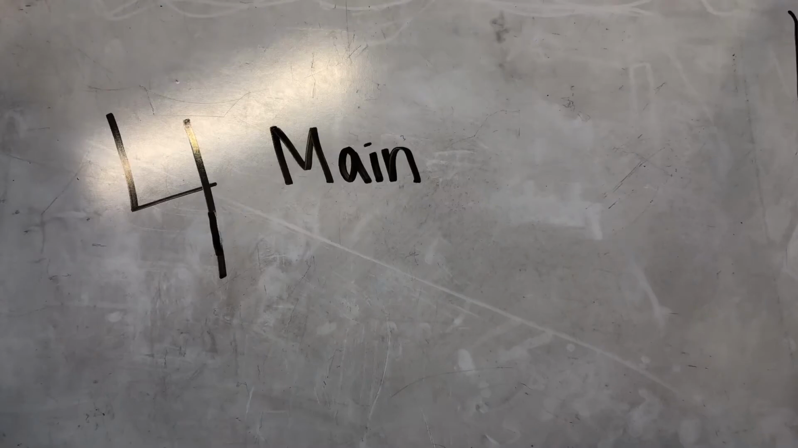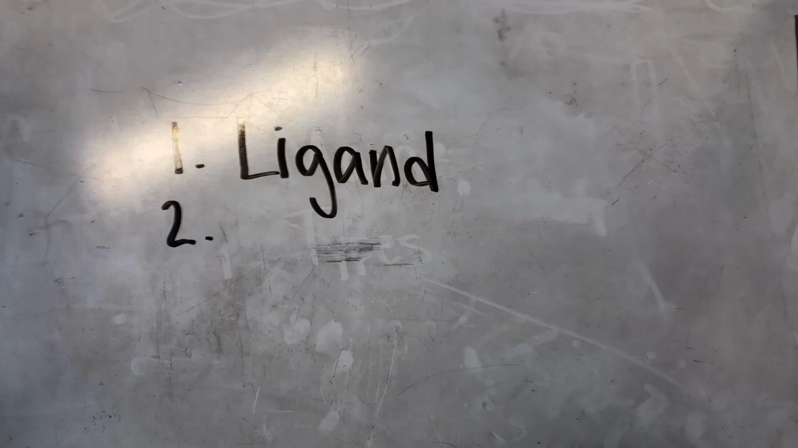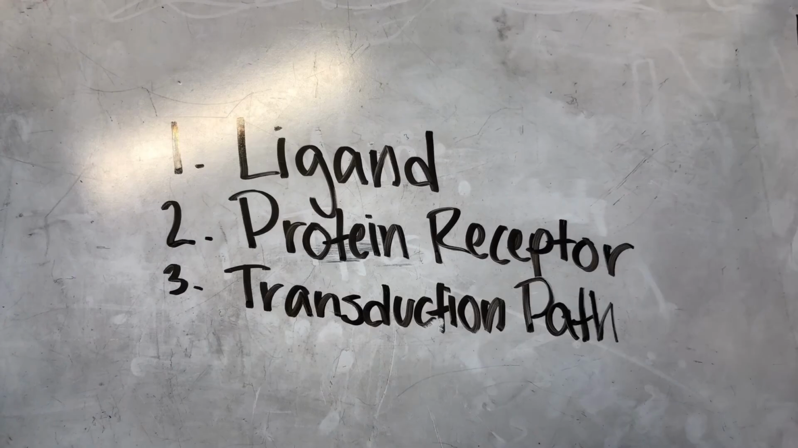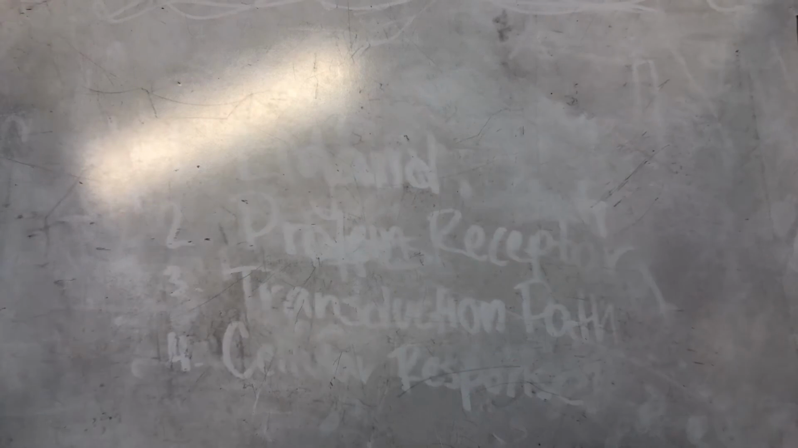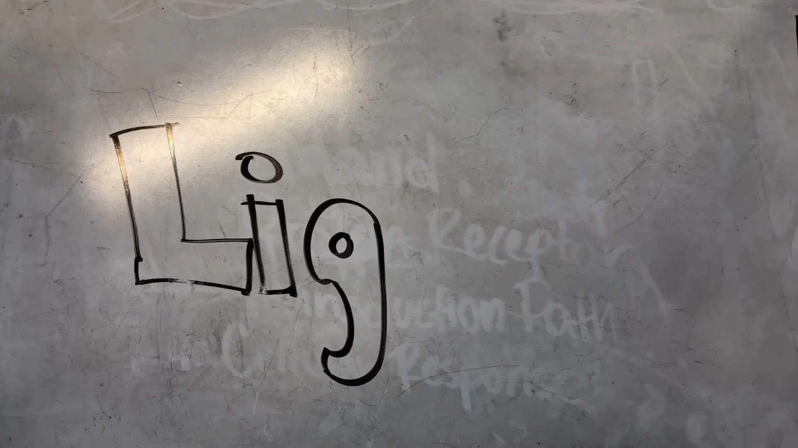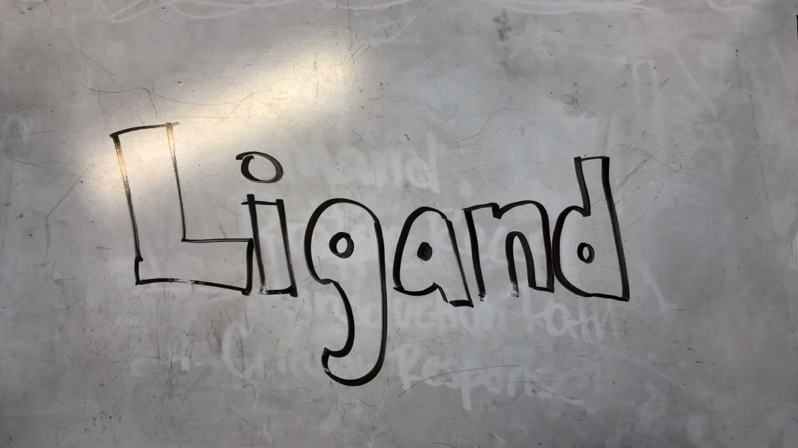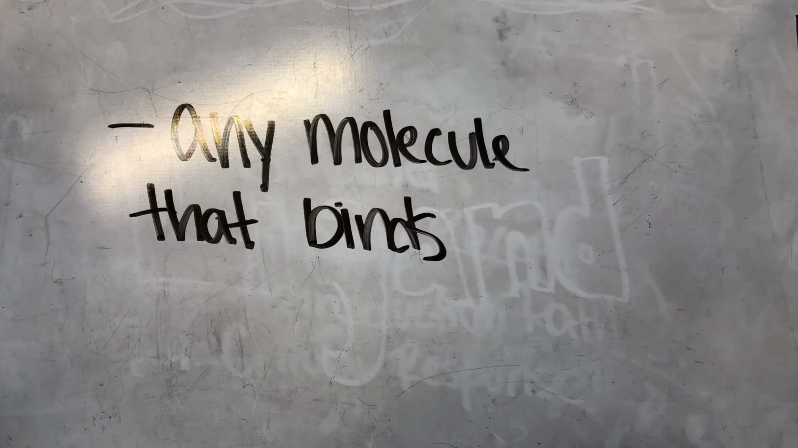Abstractly, there are four main terms in cell communication: ligand, protein receptor, transduction pathway, and cellular response. The ligand is any molecule, from hormones to neurotransmitters and inorganic materials, that binds to a larger molecule. In our model, the ligand is the antigen.